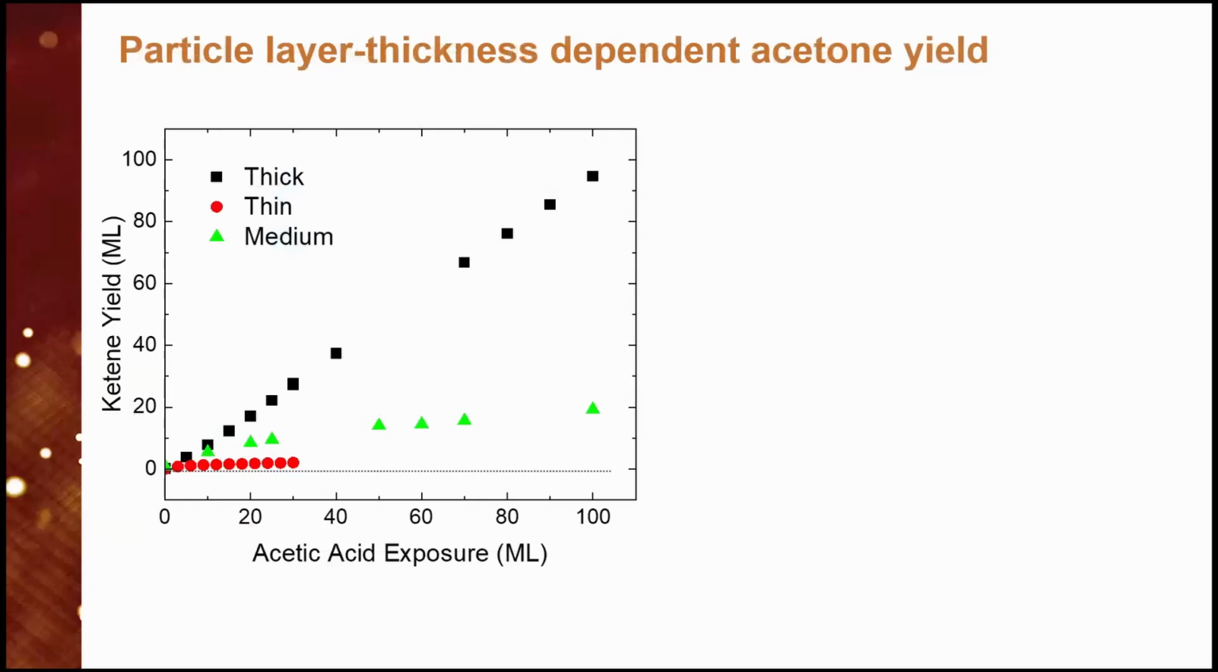So I didn't mention it, but we did three beds of particles: a thick one, the big one I showed you, a medium thickness one, and then a thin one. And trust me, they're all ugly when you look at them with the SEM. The thick one I've been showing you. The ketene yield for the medium one comes up and saturates because we can saturate the whole bed. Similarly, for the very thin layer of the particles, we can saturate the whole bed with acetic acid.